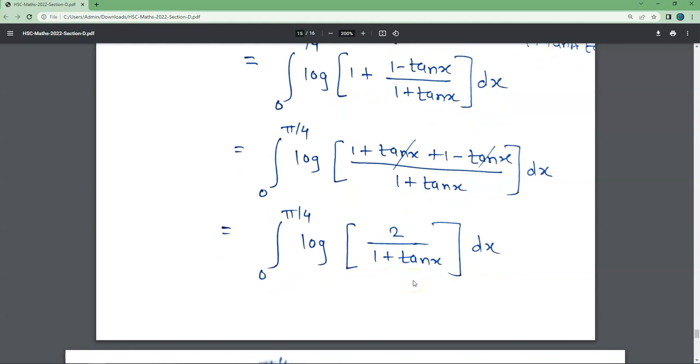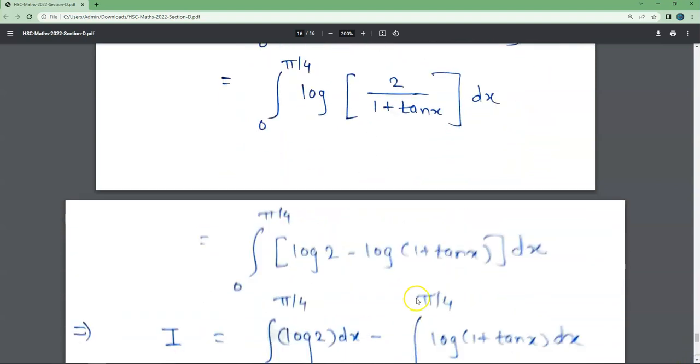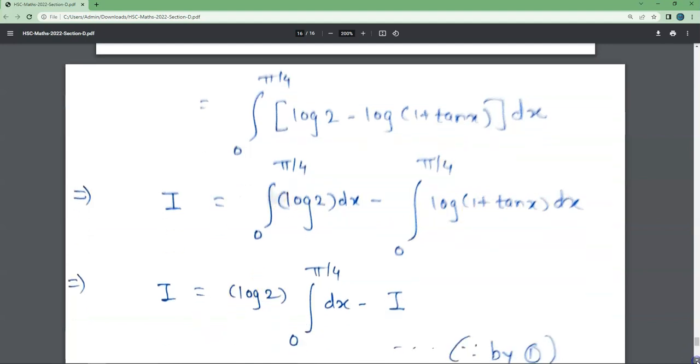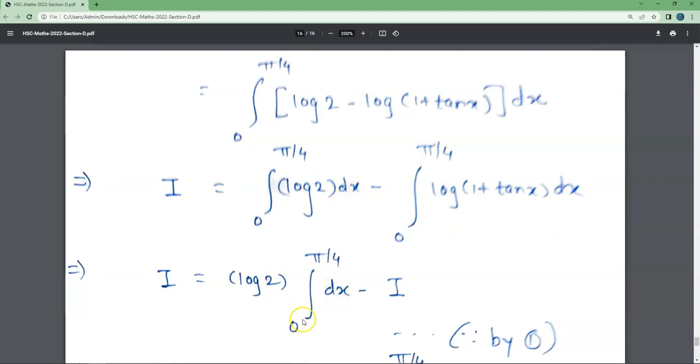Now how to solve this? In sixth, seventh or eighth standard you must have learnt the rule of log. Log of a upon b is equal to log of a minus log of b, correct. So here it becomes log of 2 minus log of 1 plus tan x, easy. Now, since it is a minus, we can separate out the integrations. 0 to pi by 4 log 2 integration minus 0 to pi by 4 log of 1 plus tan x integration. Log of 2 is a constant, so we took it out. When you take it out, it will be just integration of 1, 0 to pi by 4.